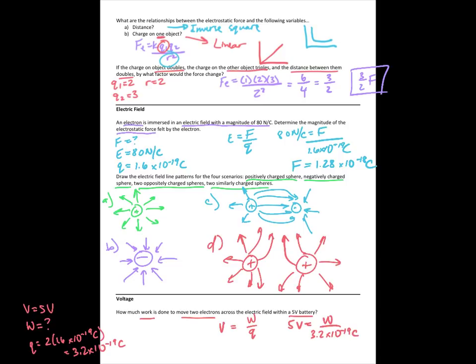Multiply it out, and you get that work is equal to 1.6 times 10 to the negative 18 joules of work. Okay, and that's it.